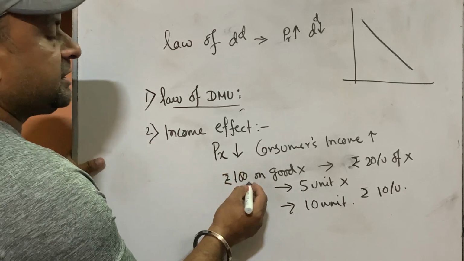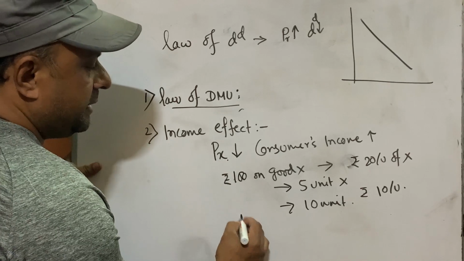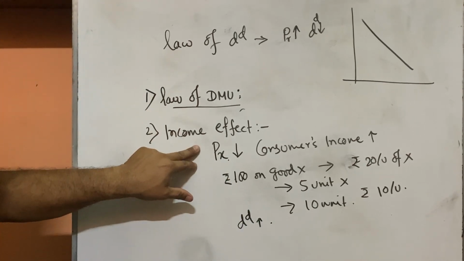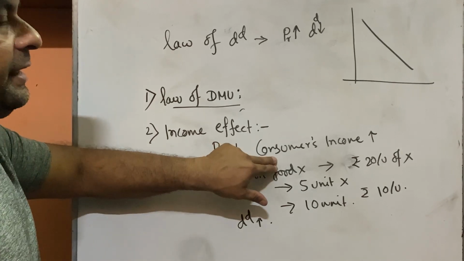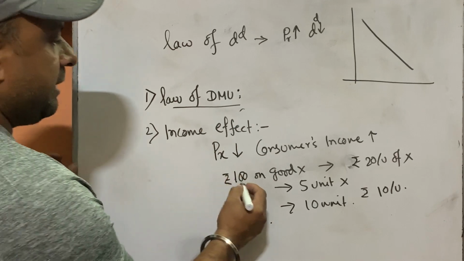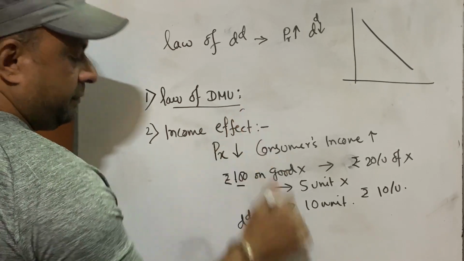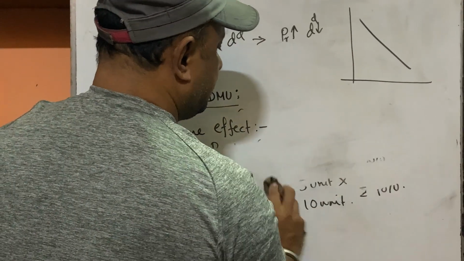Means what? His purchasing power increases. So what happened? When the price reduces, his demand also increases. This is the income effect. Due to the fall in the price, the consumer's purchasing power or real income increases. So with the same income, he can demand more of the good. So his demand rises.